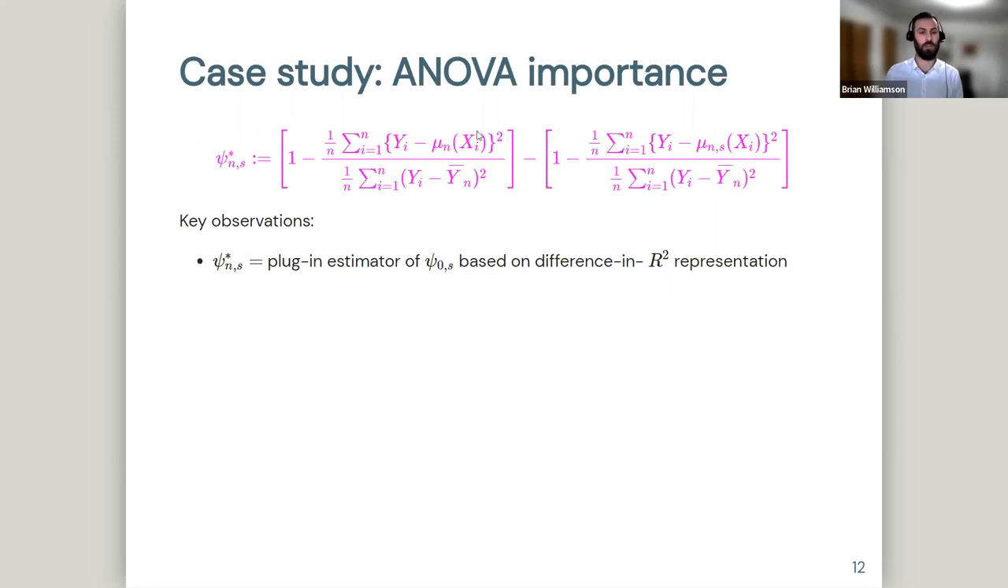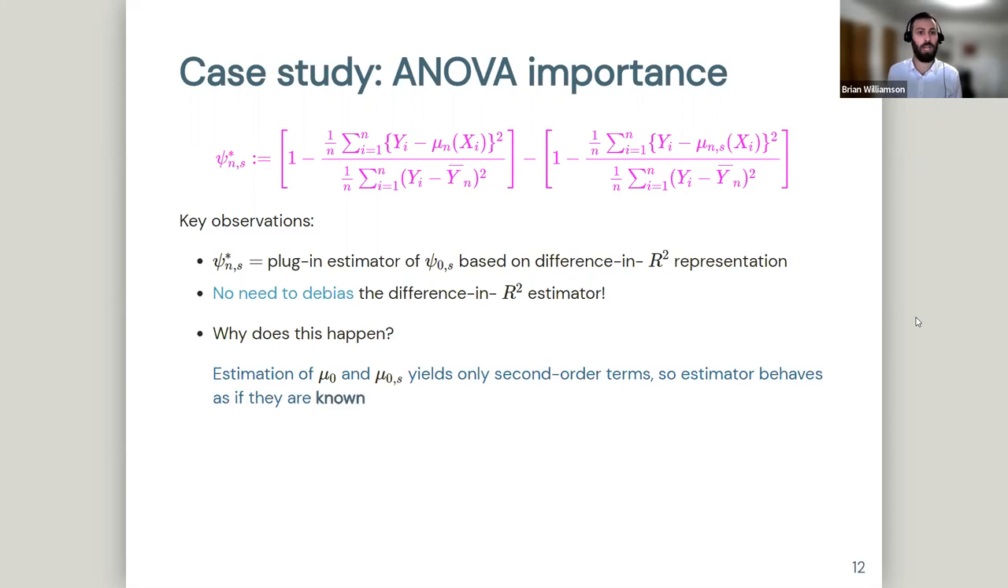So this estimator that we've come up with, the influence function debiased estimator, is actually the same estimator we would have gotten if we looked at the difference in R squared representation of this population parameter. I mentioned that there's a population equivalence between the ANOVA decomposition and the difference in R squareds. So if we used that difference in R squared representation, we could just plug in the estimates. There's no need to debias this difference in R squared based estimator. And why does this happen? It turns out, if you look at expansions of the estimator minus the truth, estimating these true conditional means is only a second order issue.